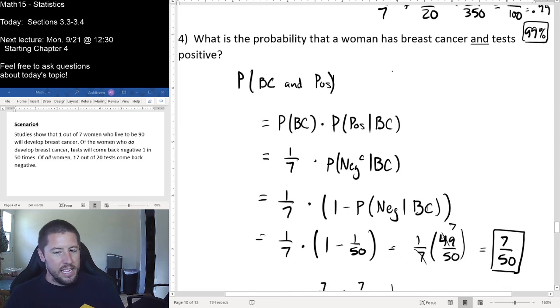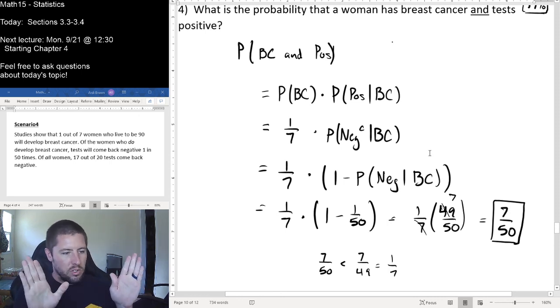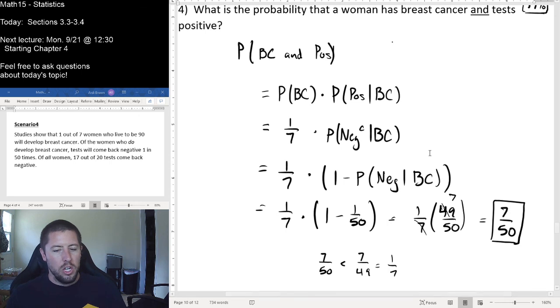Again, I think this is a little bit overkill for showing my work on this one right here. With these couple extra lines, I could say at least one of these lines could be not written right here. But again, understanding that this positive test given breast cancer, given that we have it, is the complement of a negative test given that we have breast cancer, is what's helping us to compute this complementary probability, the 1 minus 1 over 50 instead of the 1 over 50. If you have breast cancer, you either get a positive test or not. That should represent all 100%.